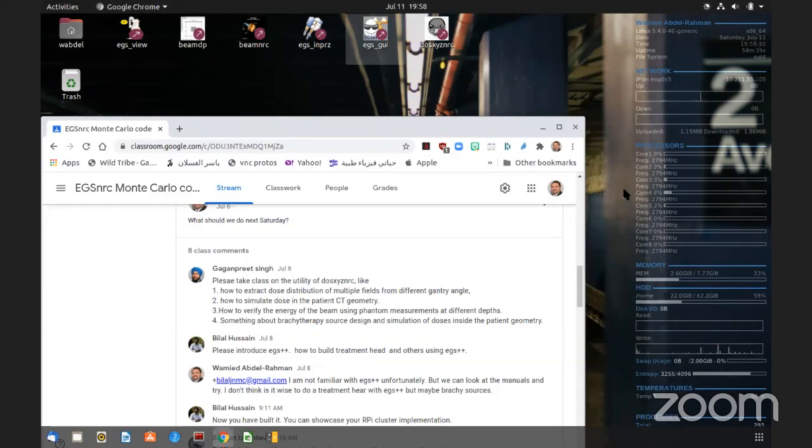Or what I tend to do is score the phase space file at 100, and then in DOSXYZ this phase space file is directly above the phantom. I don't need that air layer. So that's the difference.